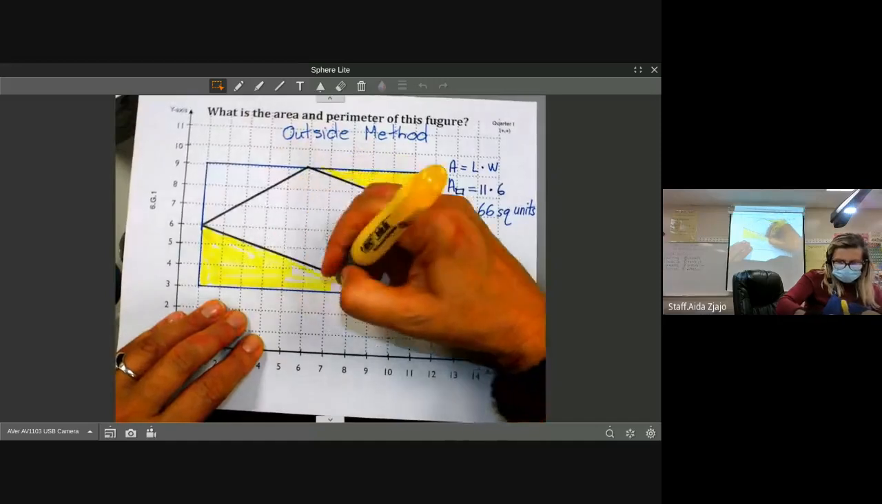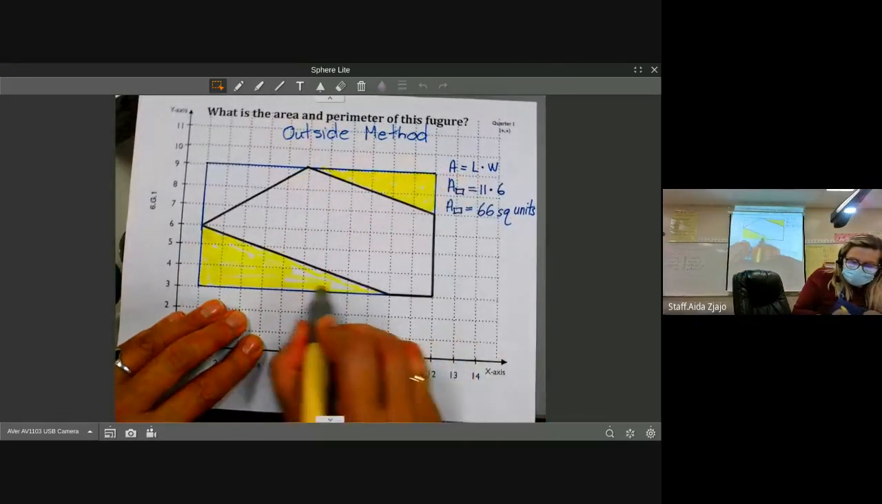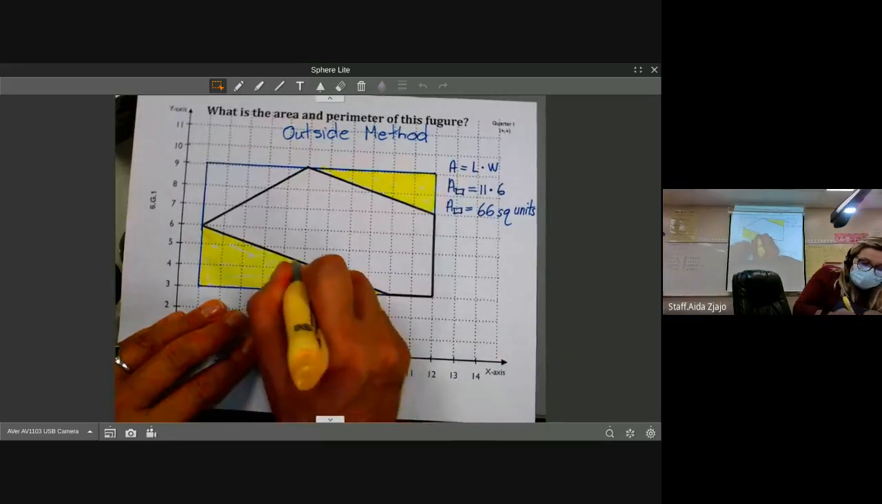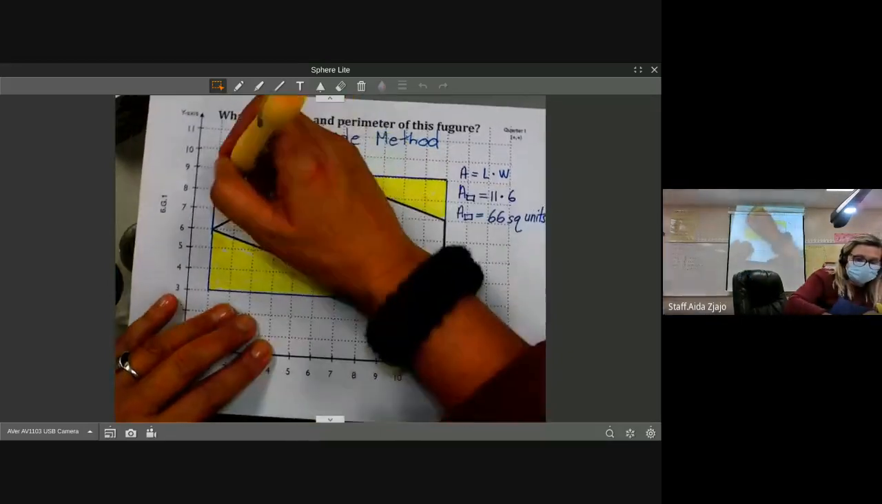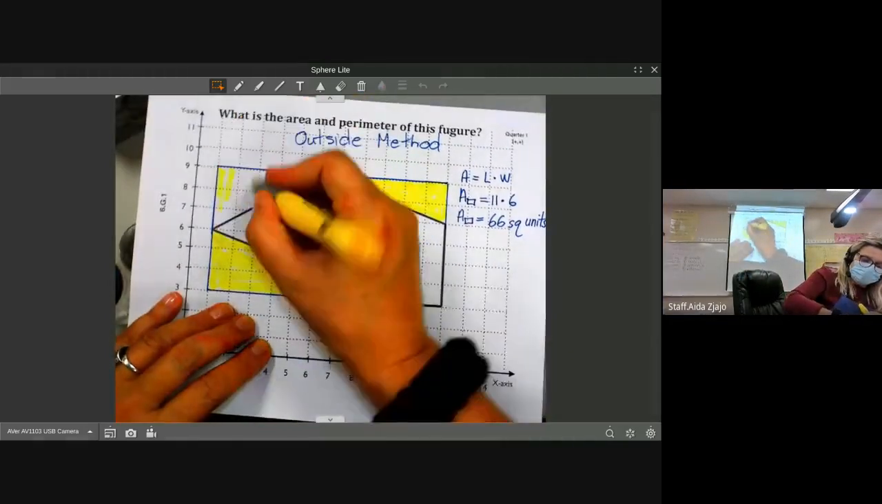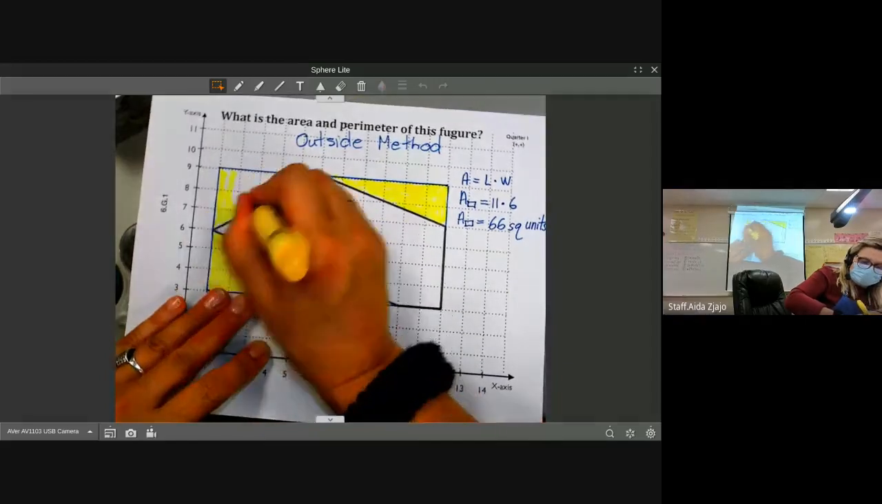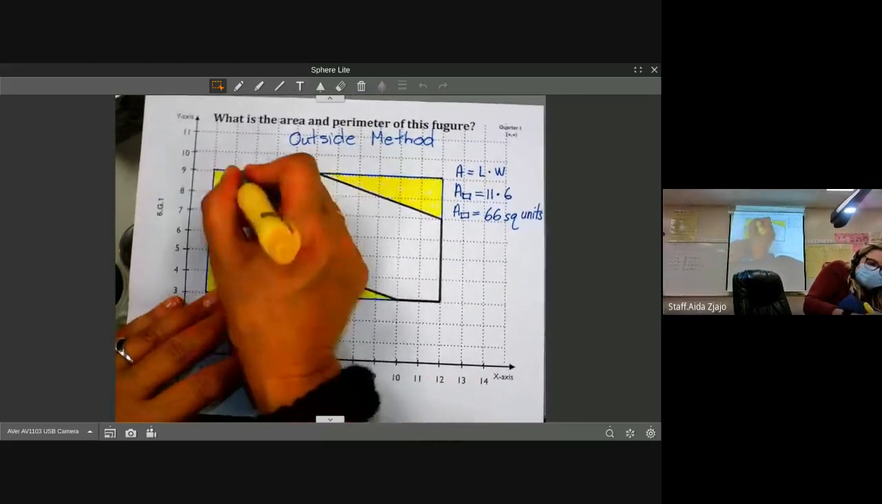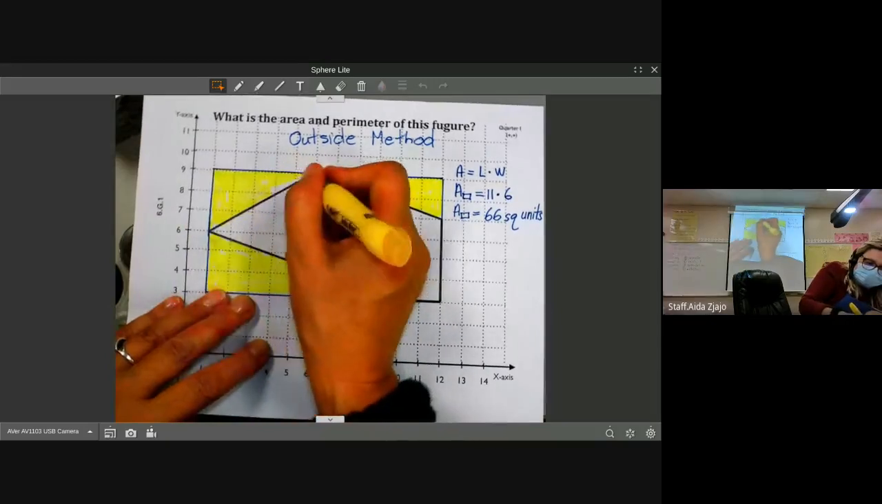Can we highlight the ones that are like school colors and green? Yeah, it's up to you. It's your paper. You choose your own ideas how to color in what your brain tells you to do.